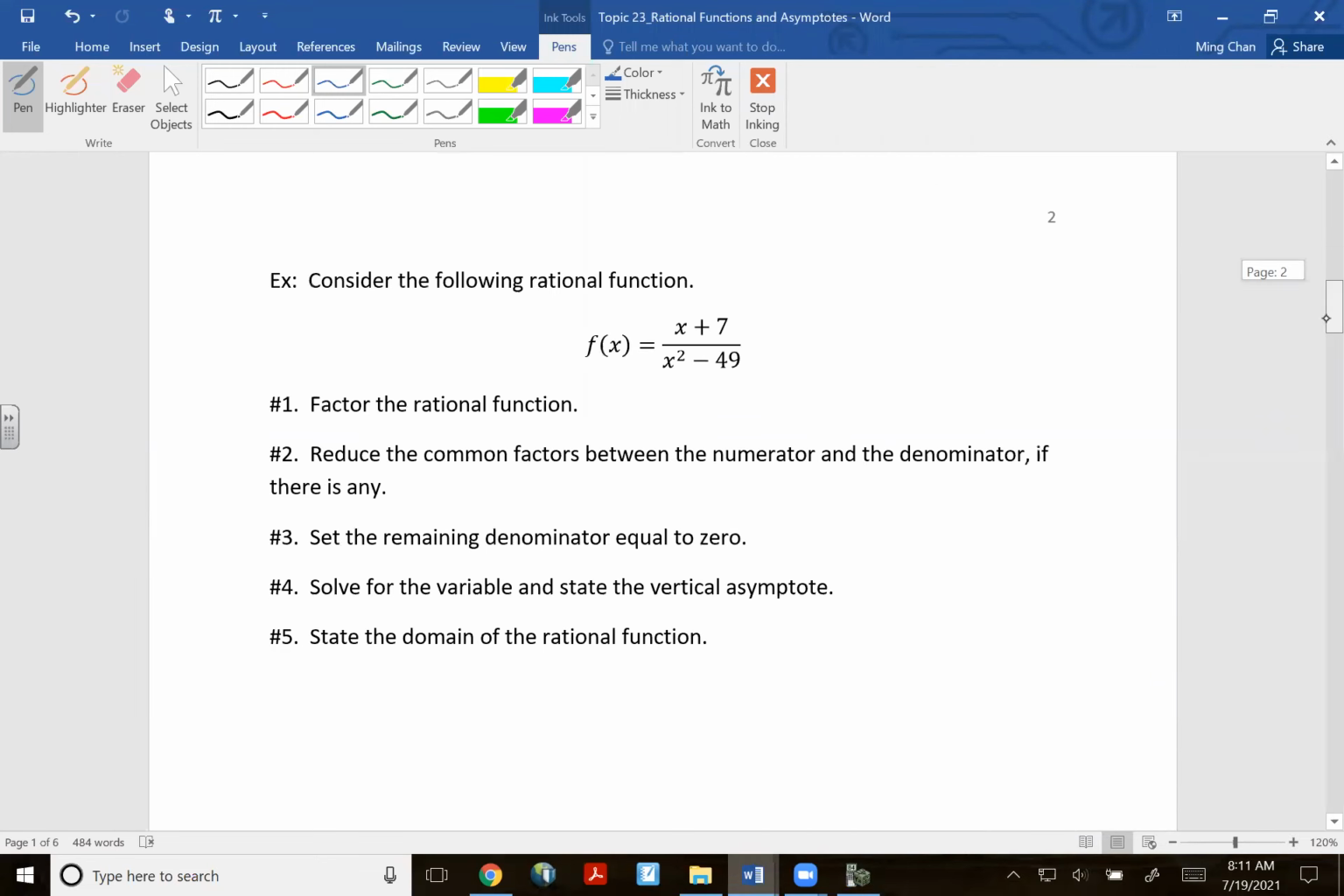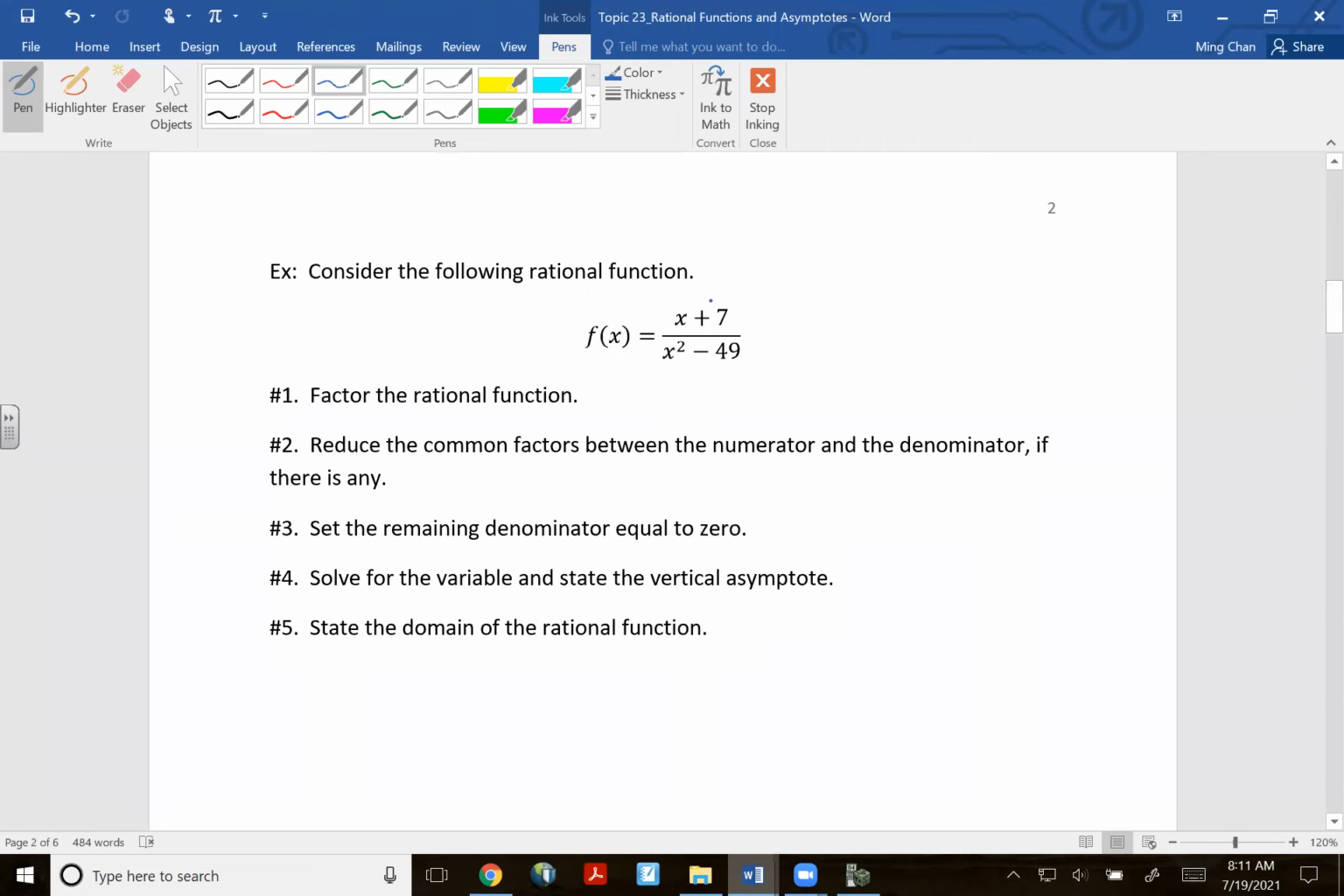All right, for example, consider the following rational function. Factor the rational function. So number one, I need to factor. So x plus 7 on the numerator cannot be factored other than by 1, so I'm going to go ahead and put it in parentheses to demonstrate. The denominator, x squared minus 49, is a difference of squares. So that should give me x plus 7, x minus 7. Number two, reduce any common factors. The common factor that can be canceled out here is your x plus 7.